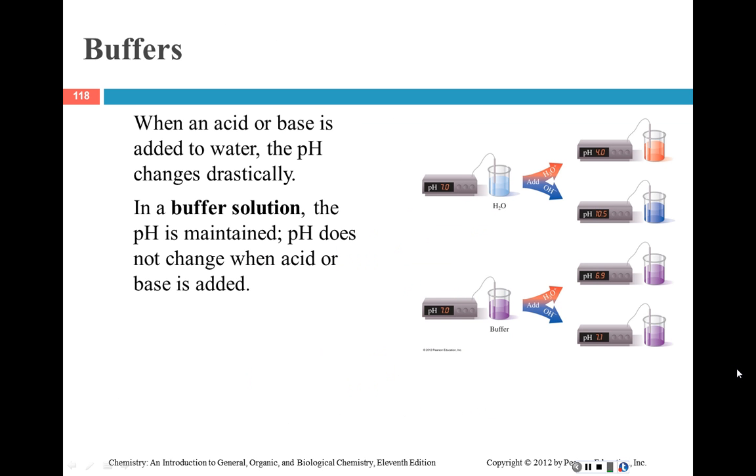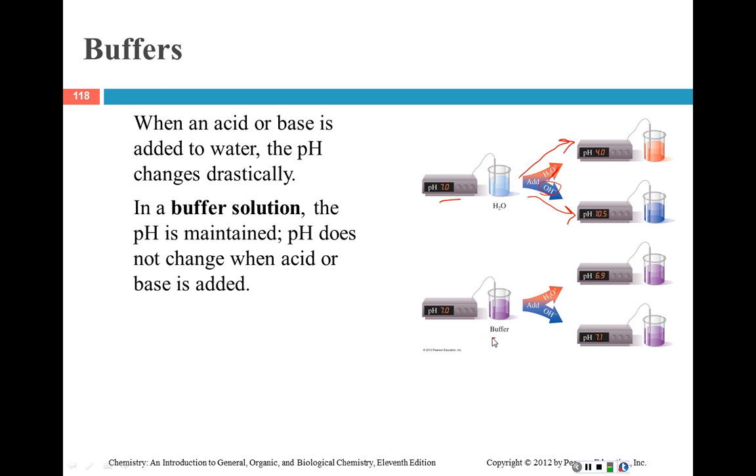Basically what a buffer does is it resists a change in pH. So if you add acid to the water, normally that pH is going to drop. In a buffered solution, though, the pH won't drop. Instead, like what they're showing you here, if you added the hydronium and it was at 7.0, it might go all the way down to a 4. If you added a base, a hydroxide, it might go all the way up to a 10.5.